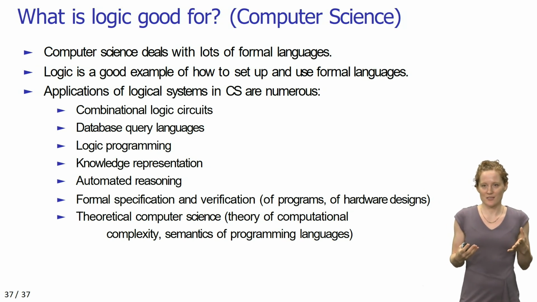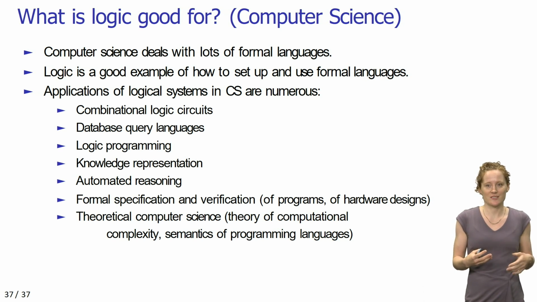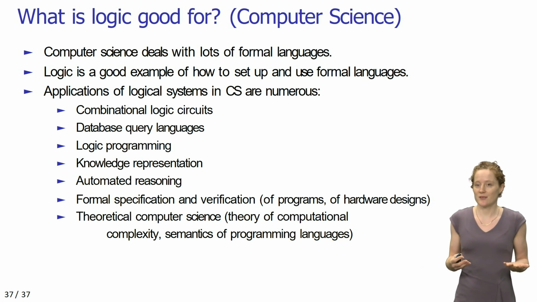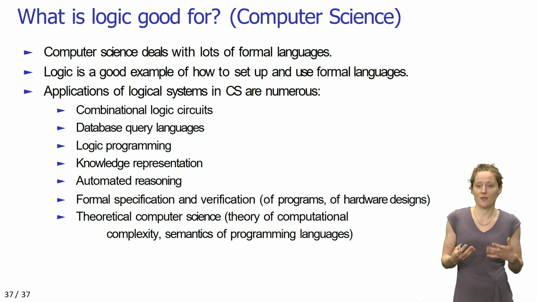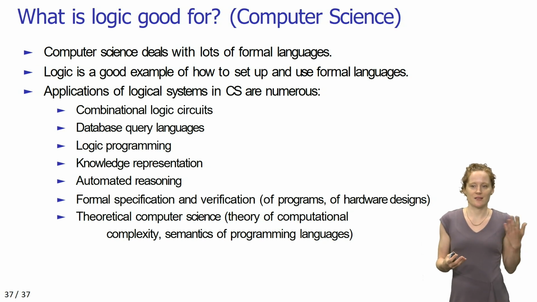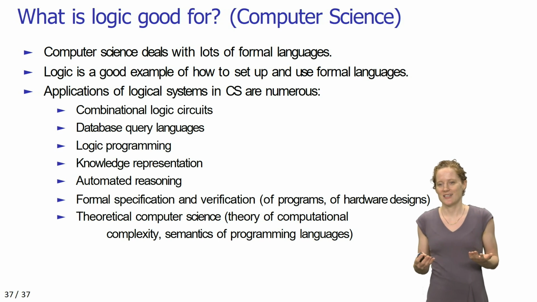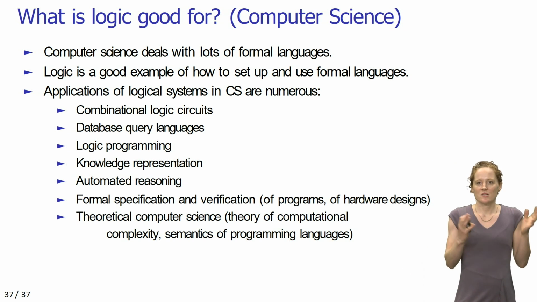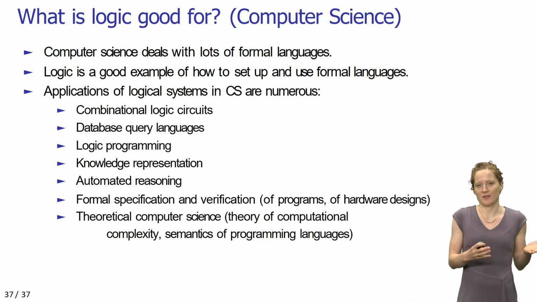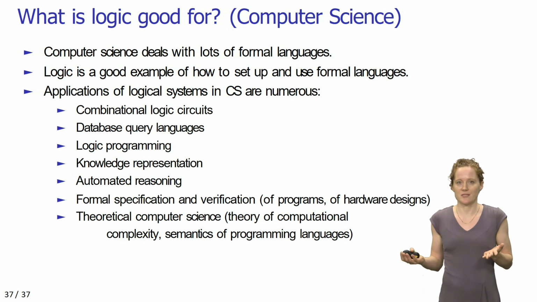So these applications include combinatorial logic circuits, database query languages, logic programming, knowledge representation, automated reasoning, formal specification and verification, for example, of programs or of hardware designs. And logic also has important applications in theoretical computer science, as in the theory of computational complexity and the semantics of programming languages. So these are some of the most important applications of logic in computer science.